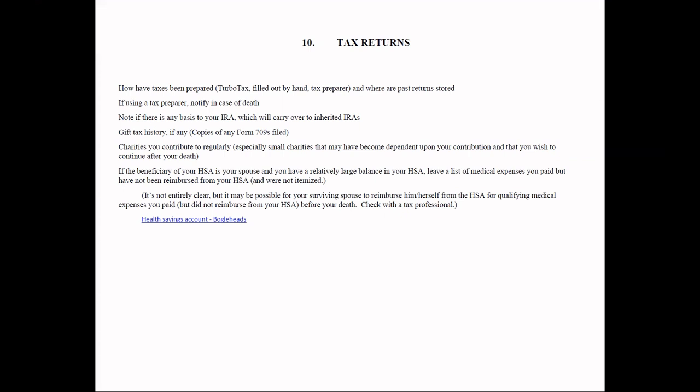Also think about your HSA if you have a large balance. If it's your spouse, obviously it just becomes theirs.